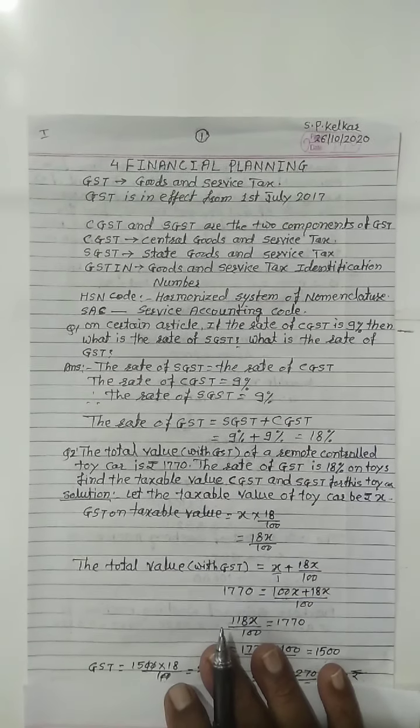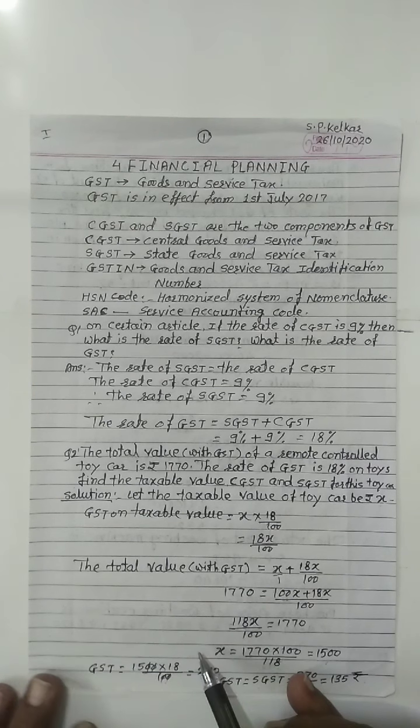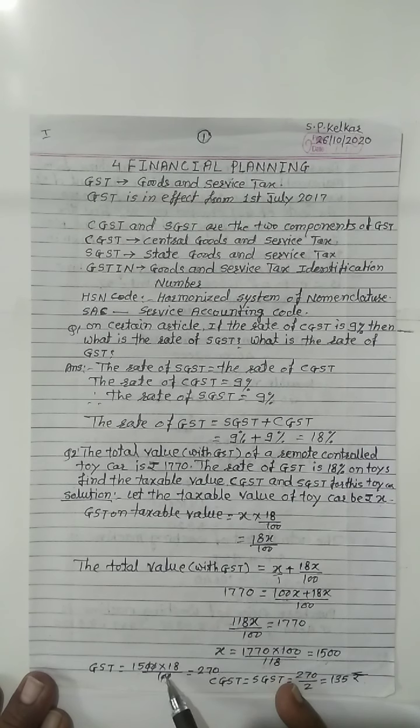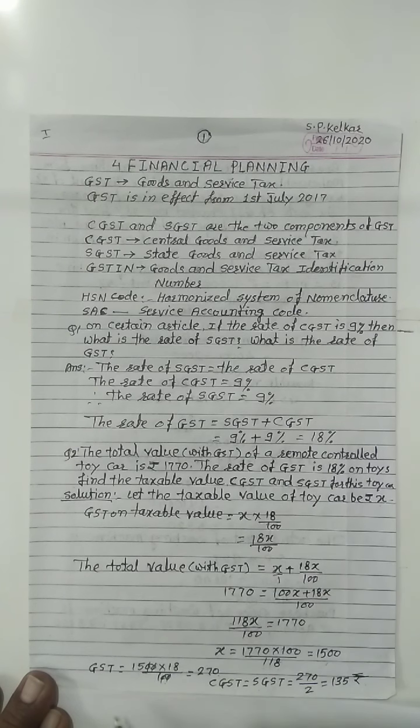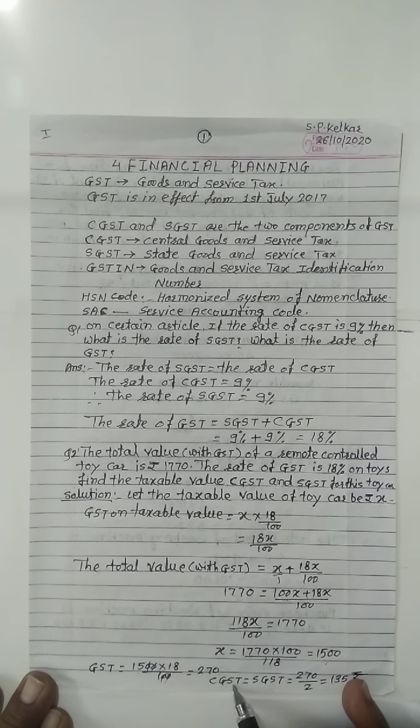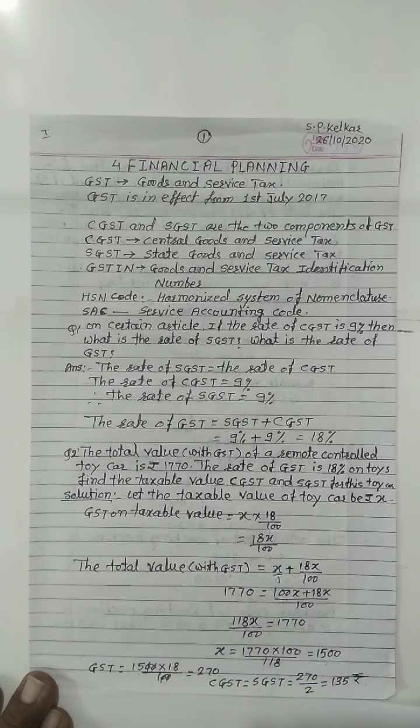Now find out the GST on the taxable value. GST equals taxable value into percentage of GST, 1500 into 18 divided by 100, we get 270. Then CGST equals SGST equals 270 divided by 2, half of this. We get 135 rupees. In this way we find out the CGST, SGST and GST on the toy car. Also we find the taxable value of the toy car.